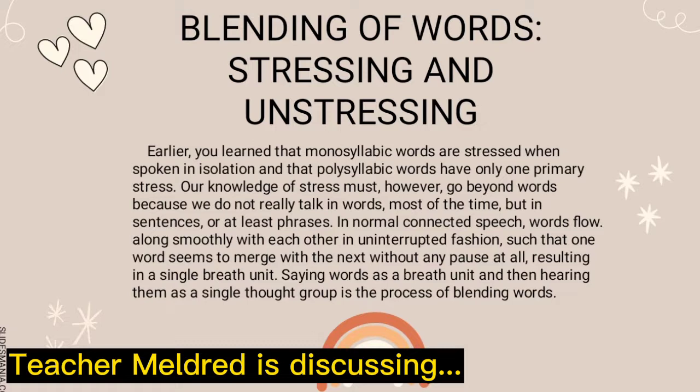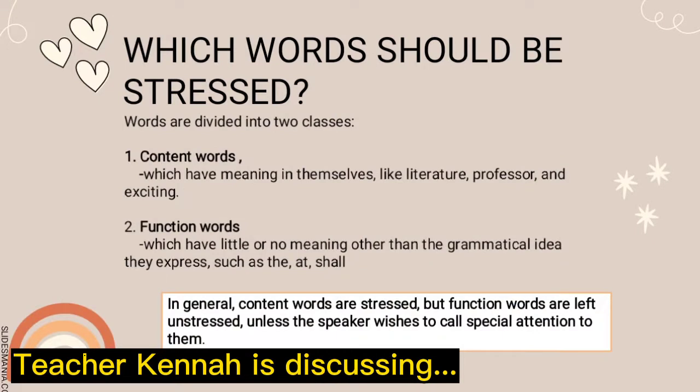Saying words as a breath unit and then hearing them as a single thought group is the process of blending words. Which words should be stressed? Words are divided into two classes. Number 1, content words, which have meaning in themselves, like literature, professor, and exciting. Number 2, function words, which have little or no meaning other than the grammatical idea they express, such as the, at, shall.